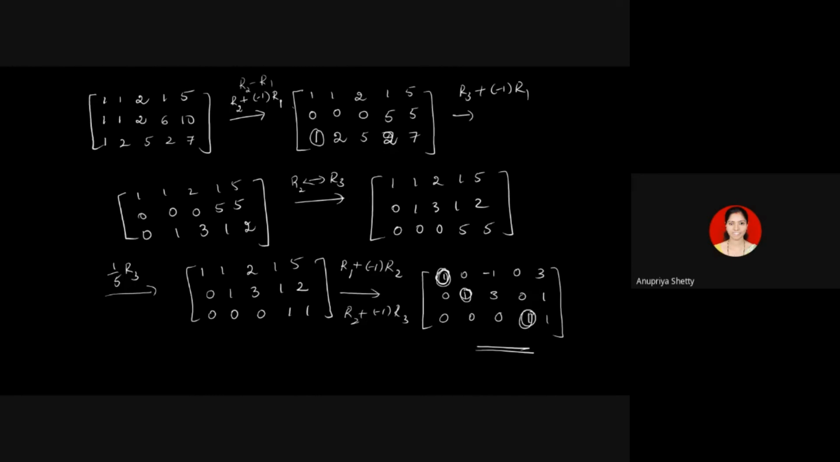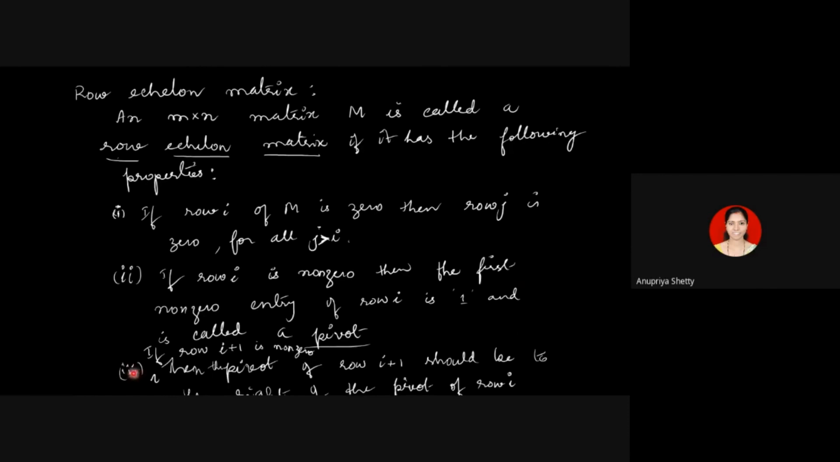I've given as the fourth point, entries above the pivot must be zeros. Entries below the pivot, yeah, somebody has written the answer there. Suresh's answer is right. Entries below the pivot are also zeros, but we don't have to write it separately as a fifth point. That is not required, because entries below the pivot are zeros.